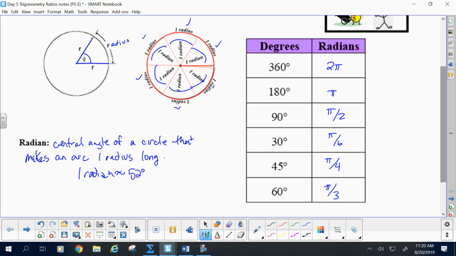If I say pi over 4, every time it's pi over 4, it's 45 degrees. So if I said 3 pi over 4, that's 45, 90, 135, right? These are the basic building blocks that you have to have down cold.